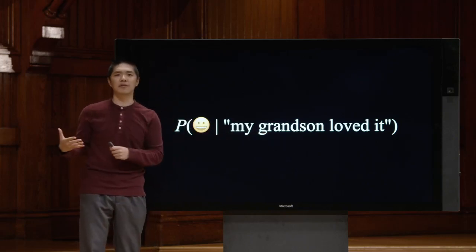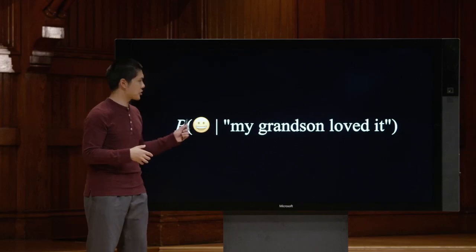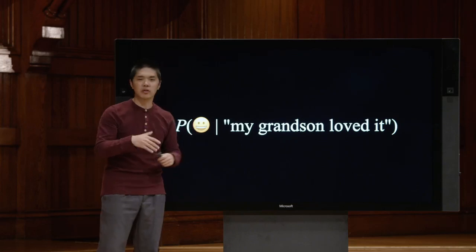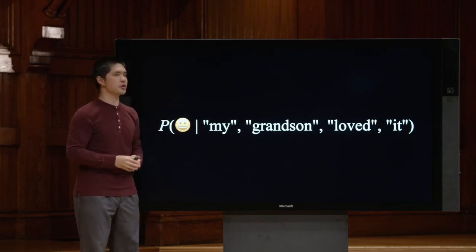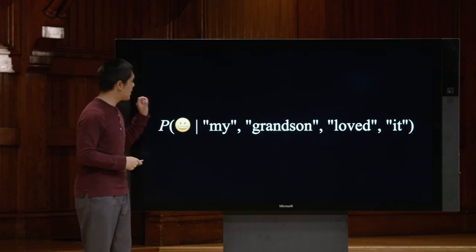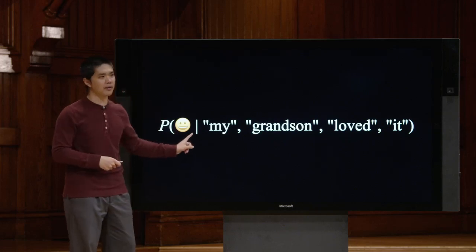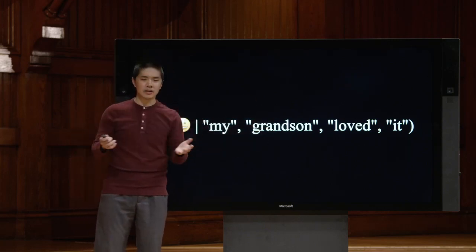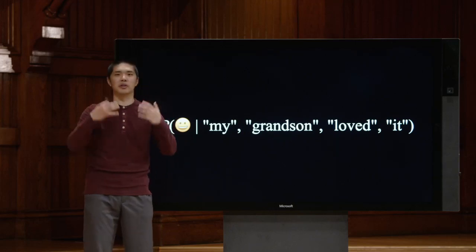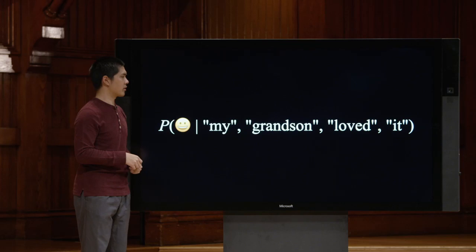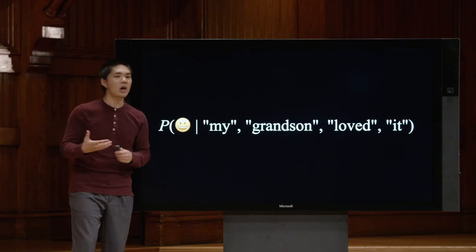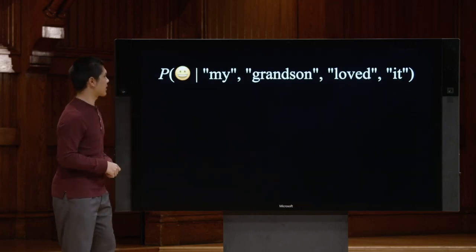Well, here's where the bag of words model comes in. Rather than treat this review as a sequence of words in order, we're just going to treat it as an unordered collection of words. We're going to try to calculate the probability that the review is positive, given that all of these words, my grandson loved it, are in the review in no particular order, just this unordered collection of words. And this is a conditional probability, which we can then apply Bayes' rule to try to make sense of.